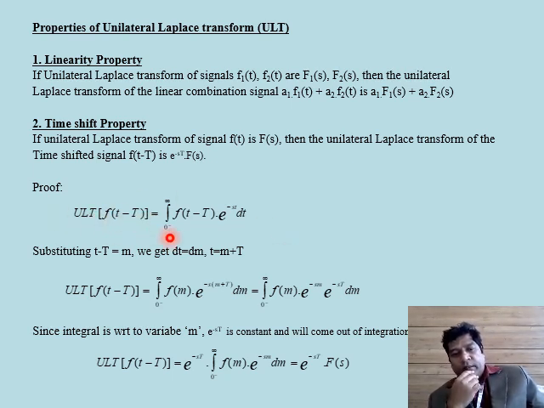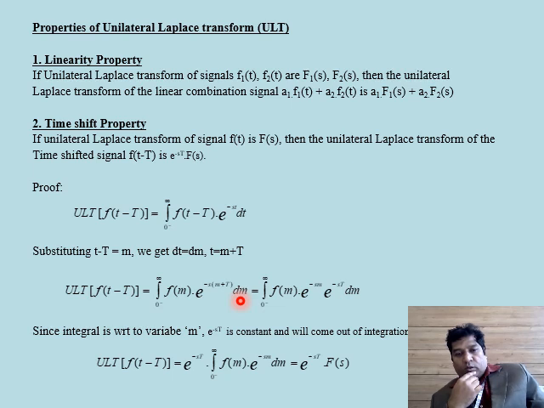We write the integral. Now we have to substitute m in place of t minus capital T. Then dt will be dm, and you can write this t as m plus capital T. Therefore, this Laplace transform of f of t minus capital T we can simply write as the integral f of m e power minus s times m plus capital T, and dt will be replaced by dm.